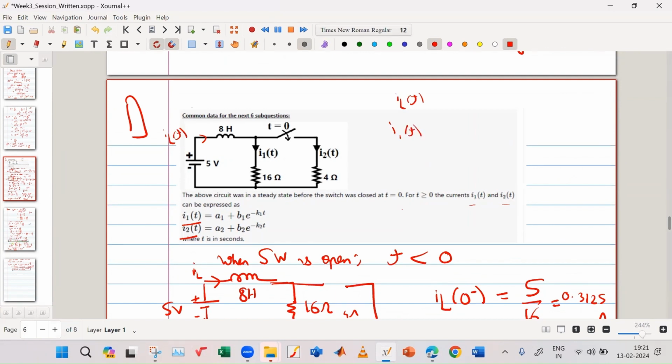We can find it using the current division rule. Yes. So by current division rule, I1 of t will be equal to 4 upon 16 plus 4 into IL of t. It is just the next resistor divided by the total resistance. Similarly, I2 of t is equal to 16 divided by 16 plus 4 into IL of t. That's it. So that way you can easily solve. That's why I say you must find the current through the inductor. Once you get that, then these things are simple.